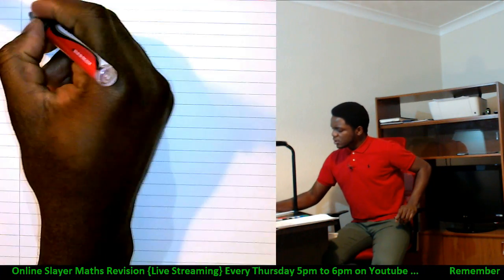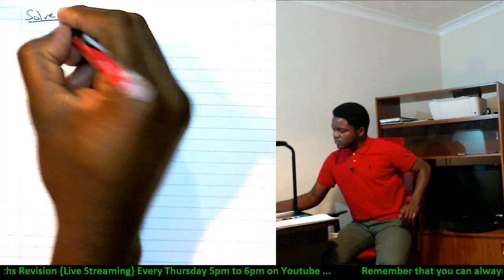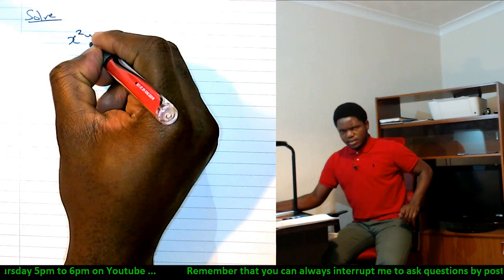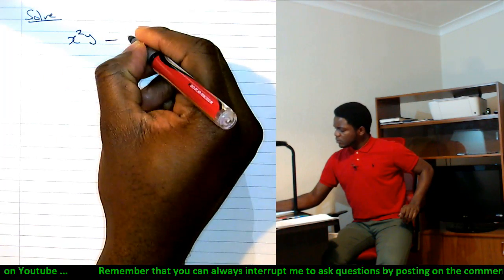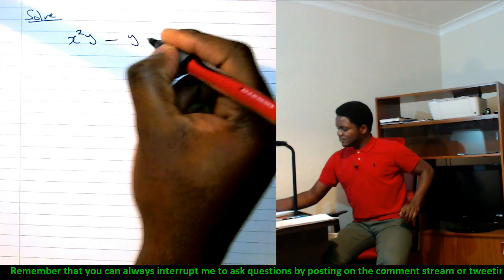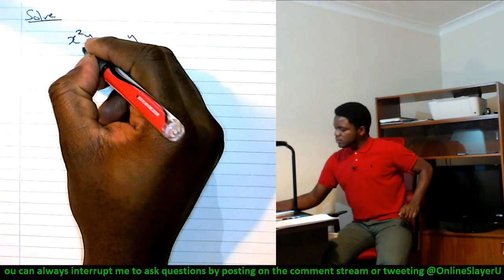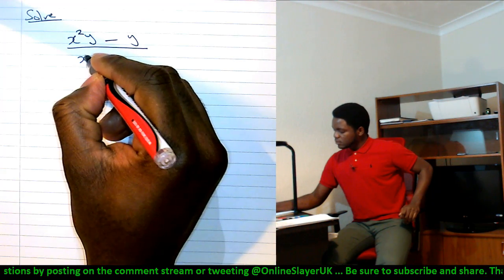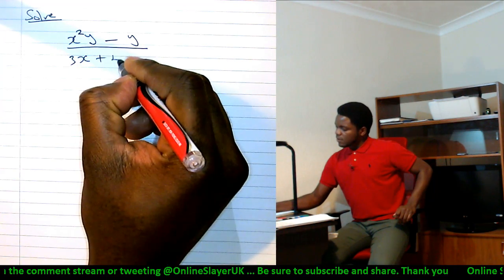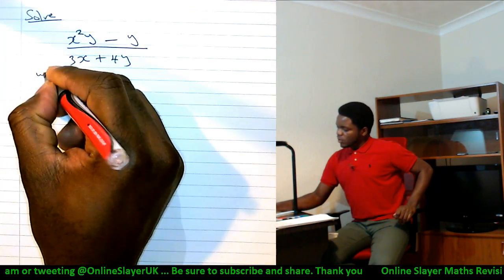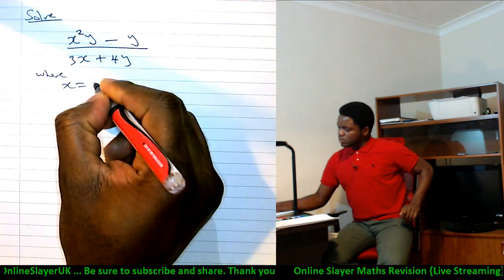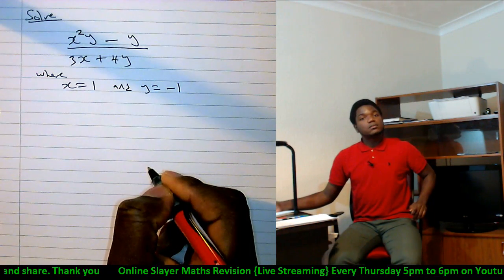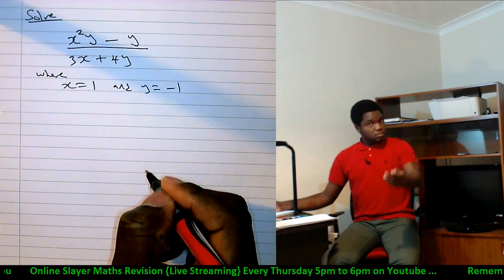All right. So solve x squared y minus y, plus, no, should I say plus? No. Divided by 3x plus 4y, where x is equal to 1 and y is equal to minus 1. Can you do that? Go on.